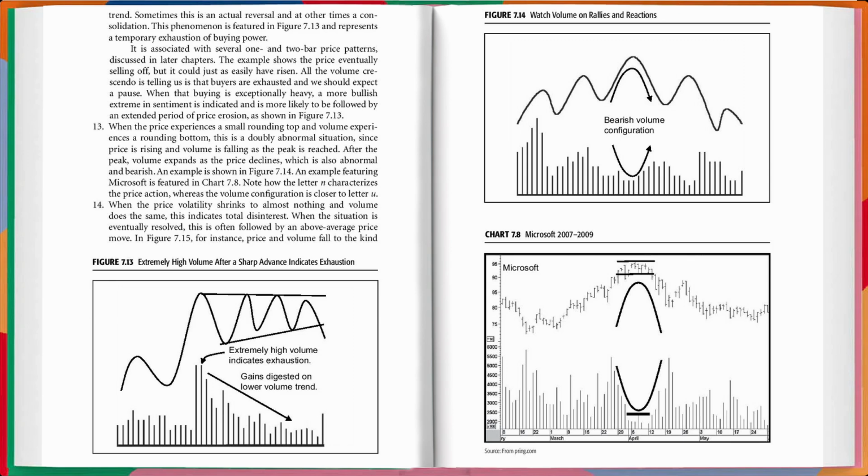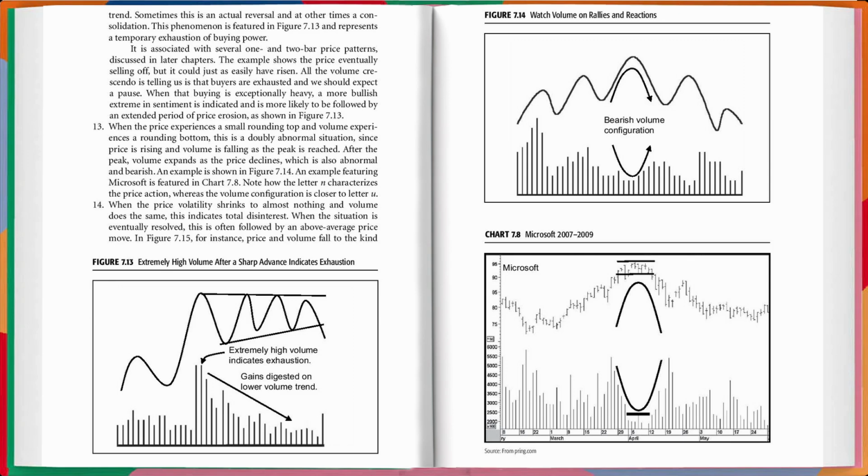this is a doubly abnormal situation, since price is rising and volume is falling as the peak is reached. After the peak, volume expands as the price declines, which is also abnormal and bearish. An example is shown in Figure 7.14. An example featuring Microsoft is featured in Chart 7.8. Note how the letter N characterizes the price action, whereas the volume configuration is closer to letter U.